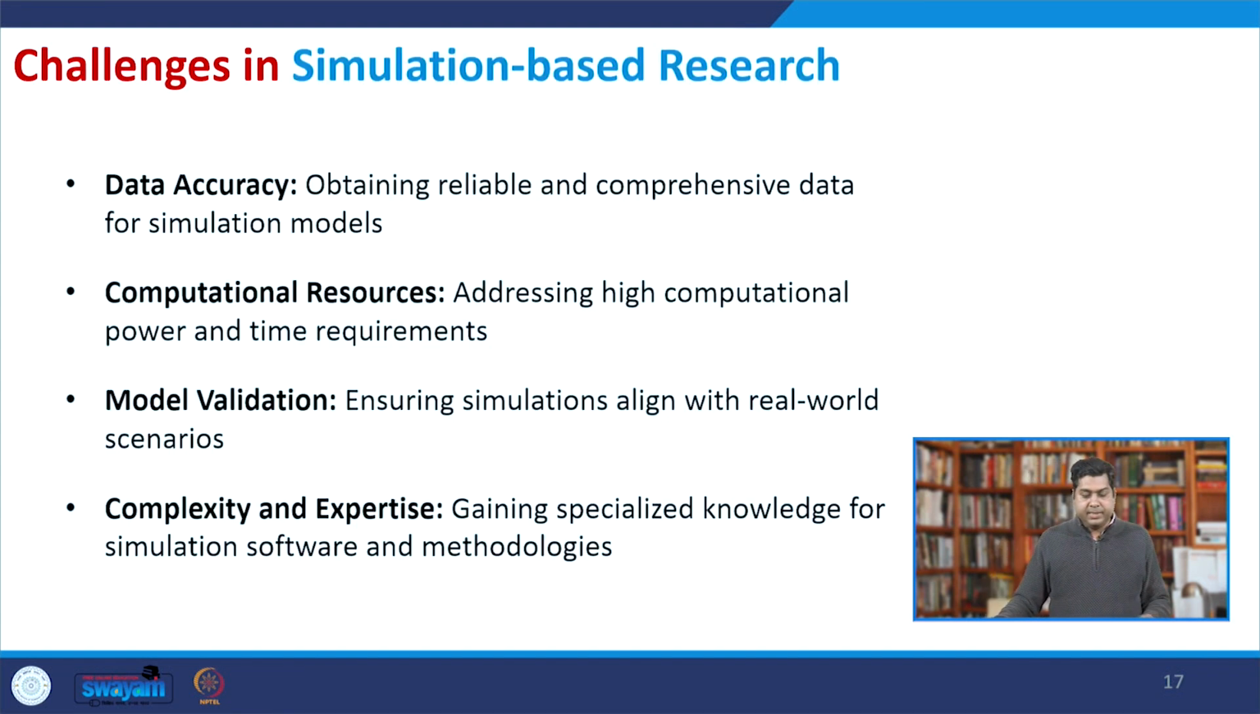Now there are a few challenges in simulation based research in architecture and planning. The first is data accuracy: obtaining reliable and comprehensive data for the simulation model is very important, because we have to understand it is a system generated solution. If you give any input, it will give you the output, but how to interpret it is very important. If you are able to give proper data and train your model effectively, it can replicate almost the real scenario. Otherwise it always has some sort of issue. So you need very accurate and reliable data.